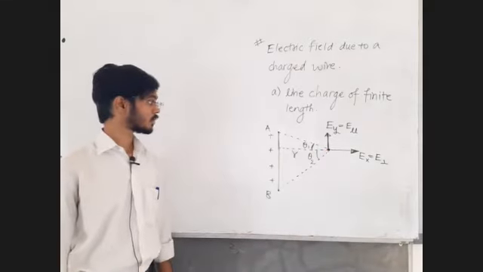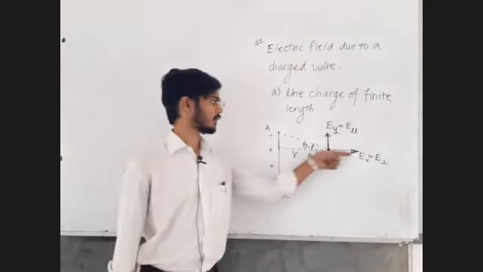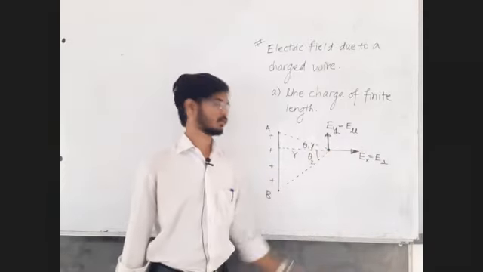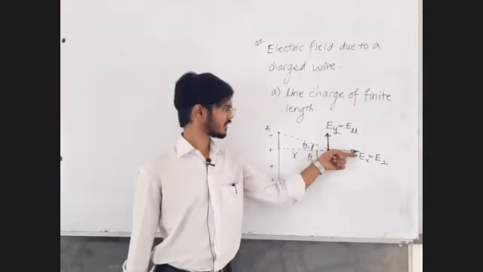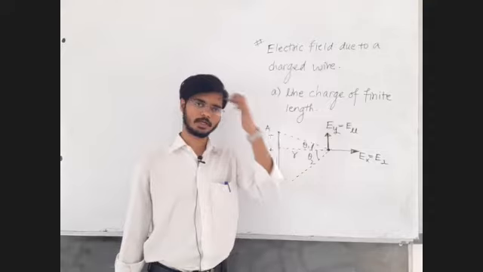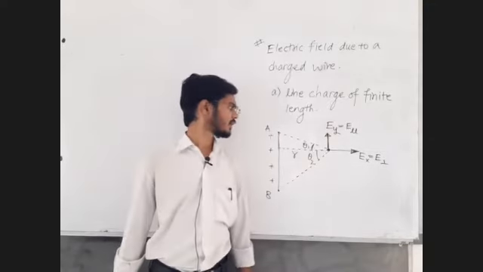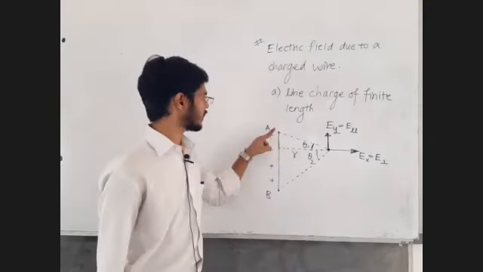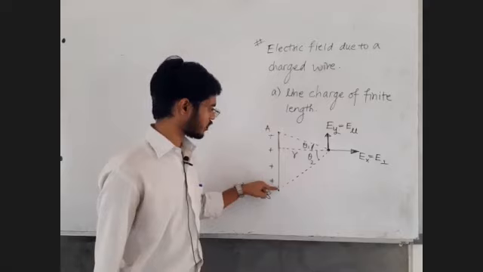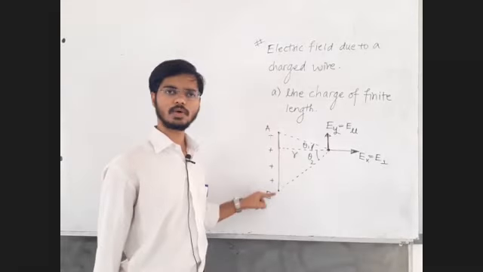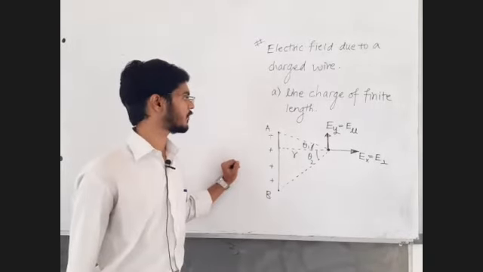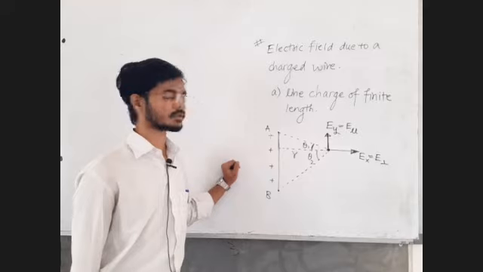Otherwise you would have said, sir, this is a positive system and the electric field should be away from the positive. That field is there, but there is one more component of electric field, because ultimately electric field is a vector quantity. You have to find the electric field due to all point charges and then add all those electric field vectors, and after that you will get the answer.